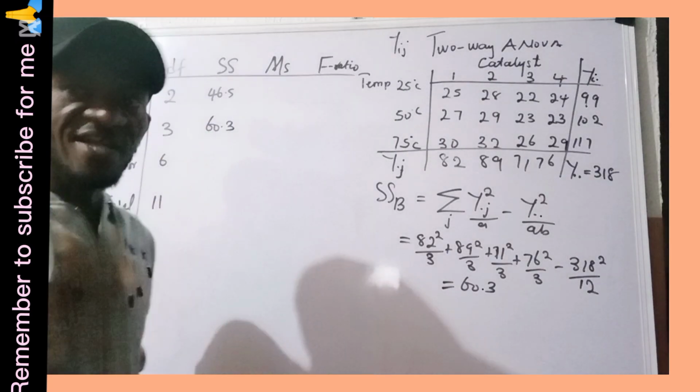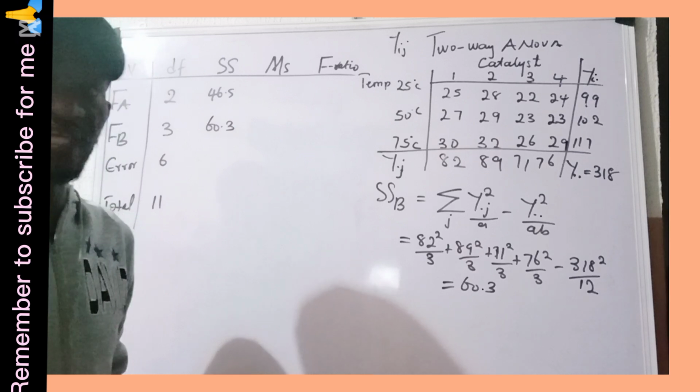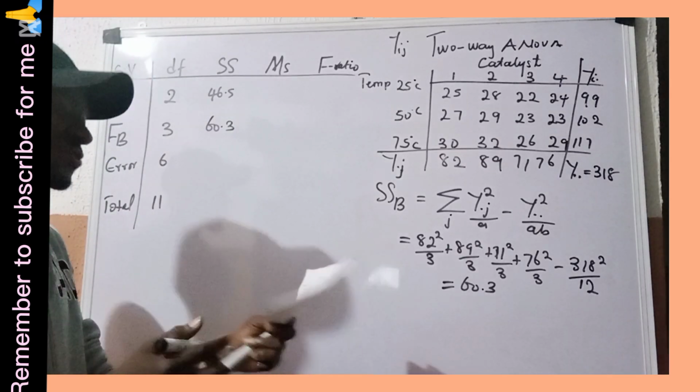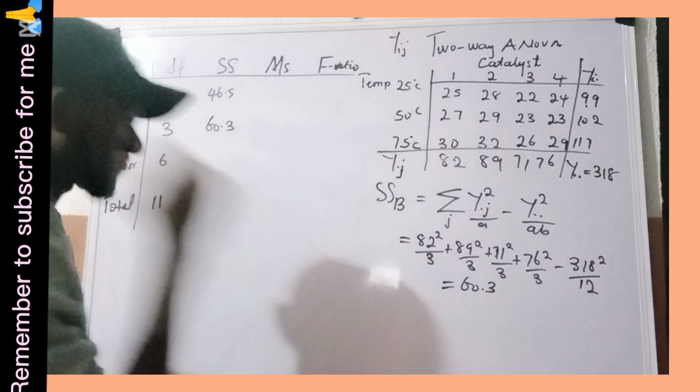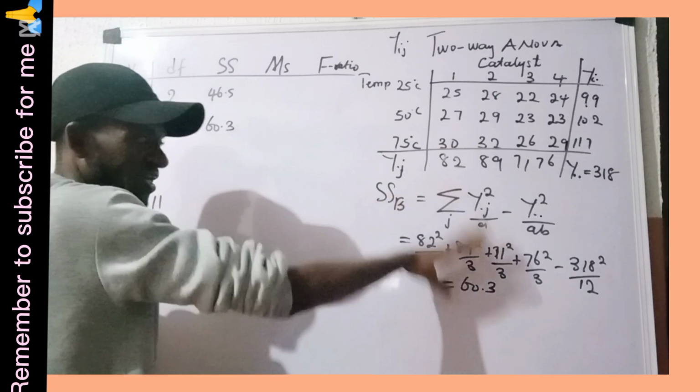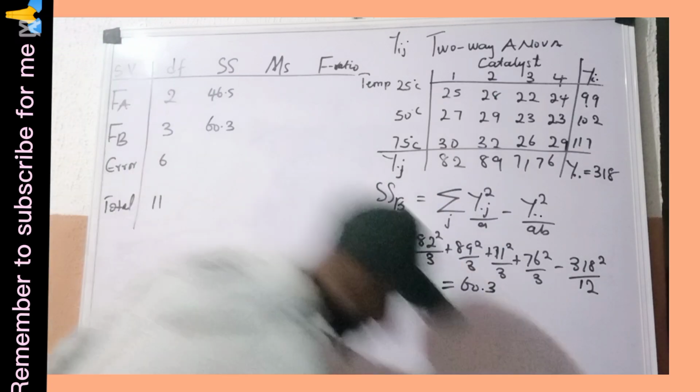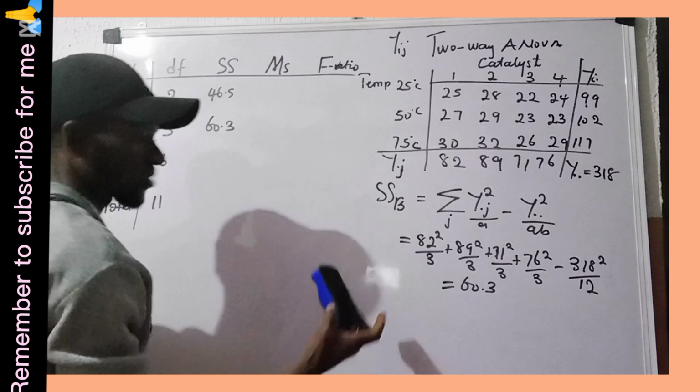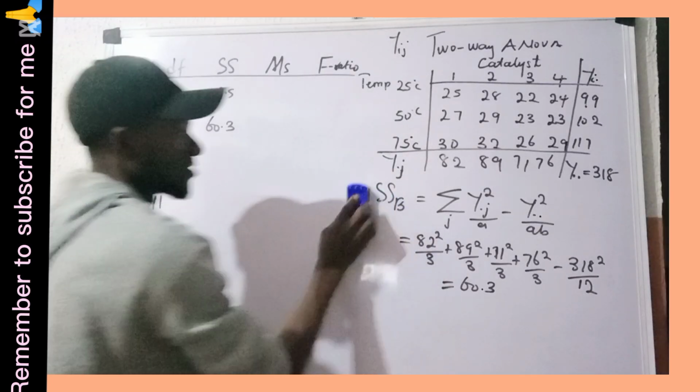Then what I'm now going to do is skip and talk about SS of T and give you the formula here. So permit me to clean this and I talk about SS of T, which is the sum of squares total. So permit me to clean here.